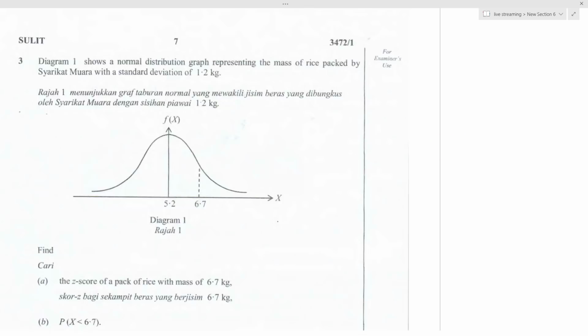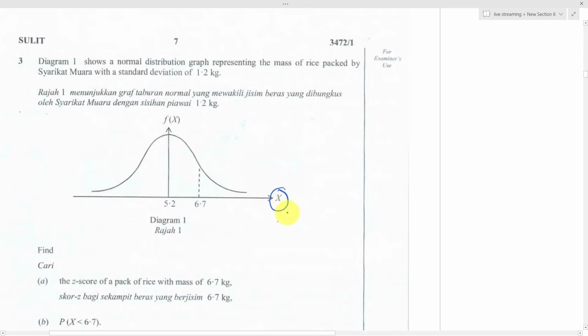So, okay, let's have a look at this question. This one looks like a bell-shaped diagram. In fact, this is the bell-shaped diagram, but it's a bit tricky. This is the x value. So this one is not the standard normal distribution. This one is just a normal distribution.